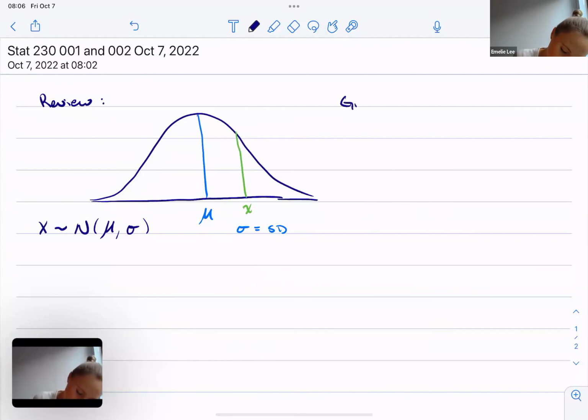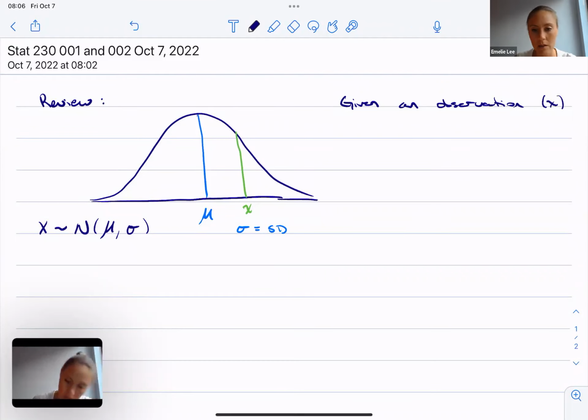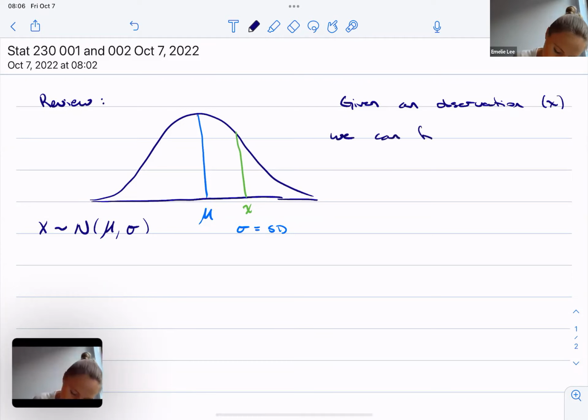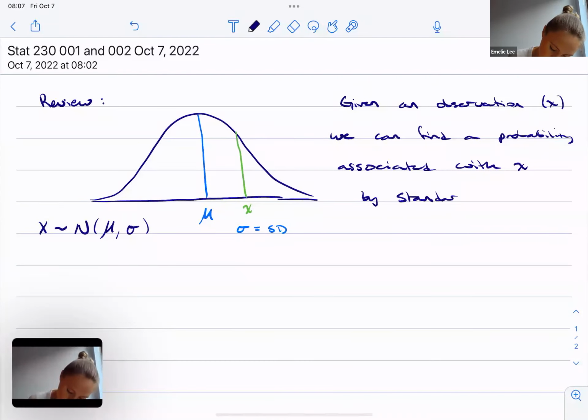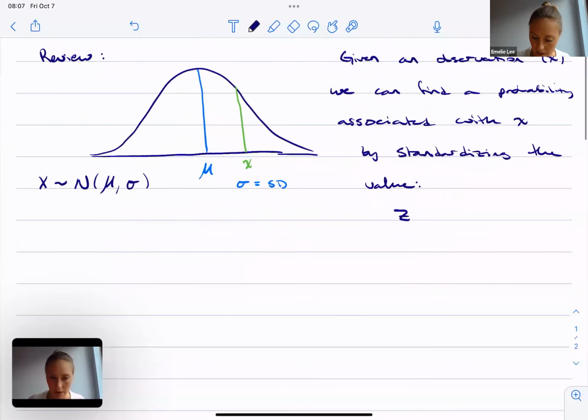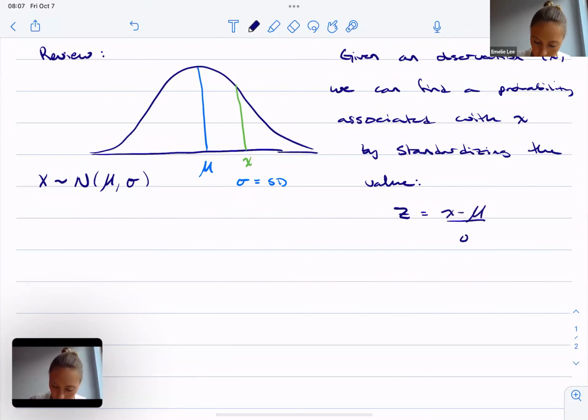Okay. So given an observation X, we can find a probability associated with it, either less than or greater than X, by standardizing the value, which means calculating a Z score, where Z is X minus mu over sigma.